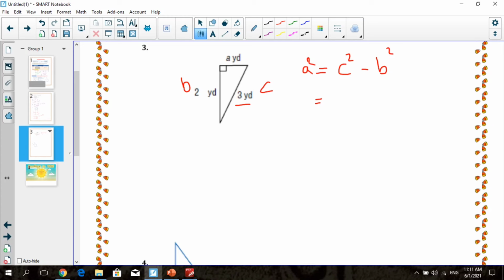Now let's replace each letter with its number. The C here is 3, so that will be 3 power 2 minus the B here, which is 2, so it will be 3 power 2 minus 2 power 2. 3 power 2 equals 9. Great. 9 minus 2 power 2, which is 4. Okay, 9 minus 4 equals 5. Great job. Now if I want to find the A, it will equal what? Yeah, super. That will be the square root of 5.